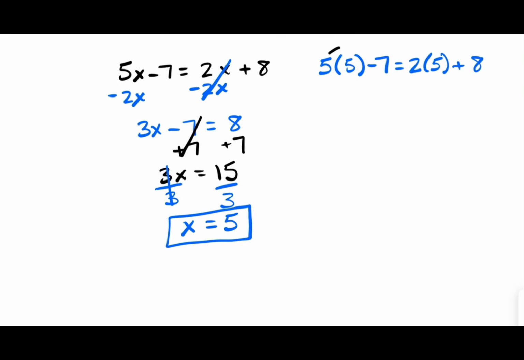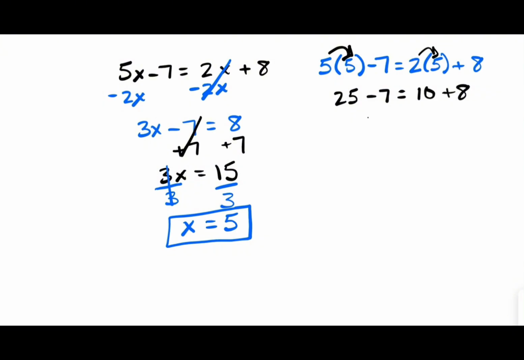So we're going to distribute this, and this shows that it's going to be multiplication. So 5 times 5 equals 25, minus 7 equals 2 times 5 equals 10, plus 8. Now notice how I'm keeping everything organized and rewriting it right underneath.